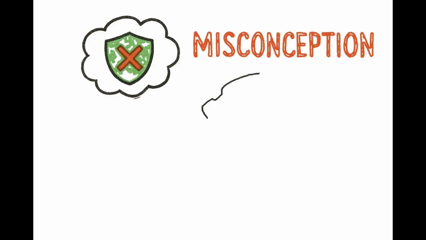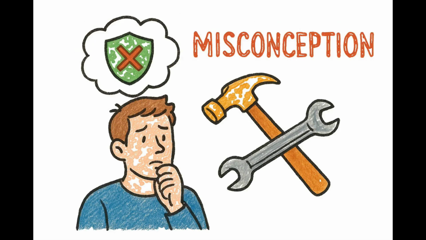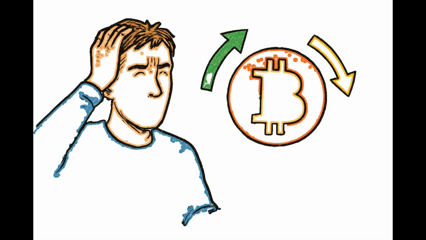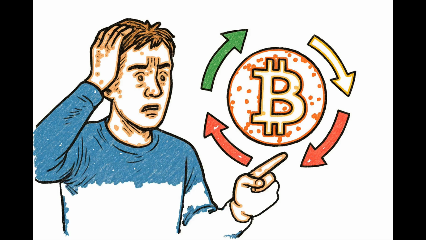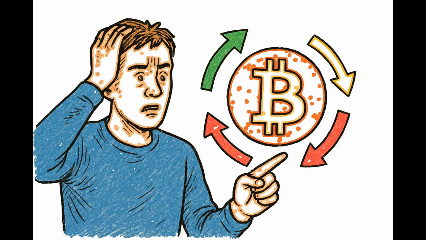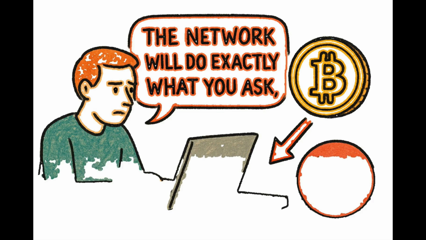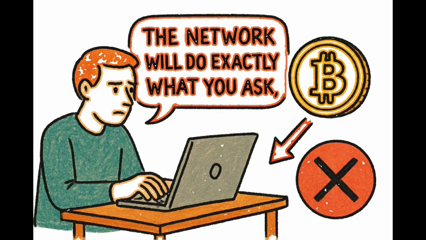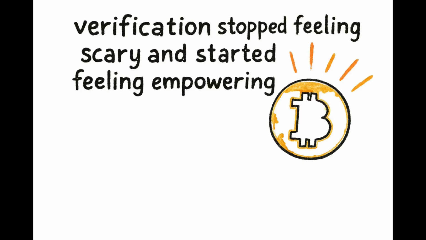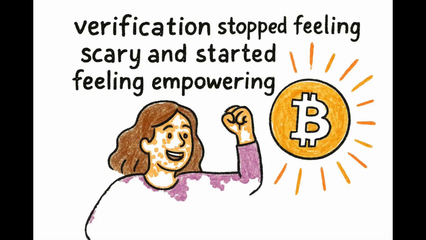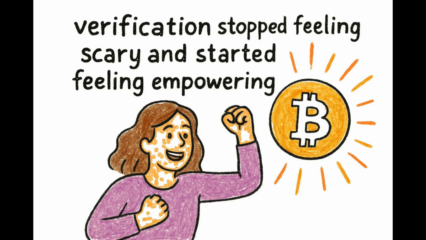Another early misconception was thinking tools would protect me automatically. The moment that clicked was realizing that Bitcoin is precise, not forgiving. The network will do exactly what you ask, even if what you asked was wrong. Once I understood that, verification stopped feeling scary and started feeling empowering.